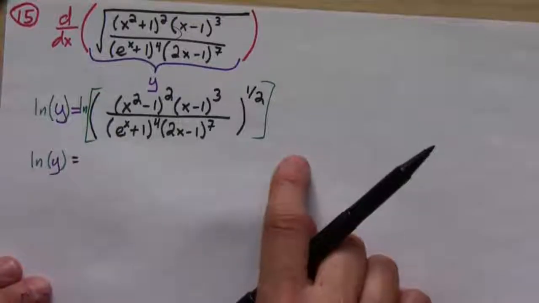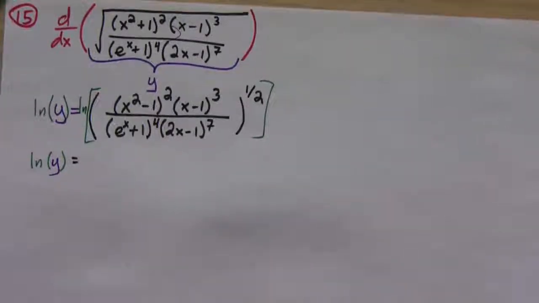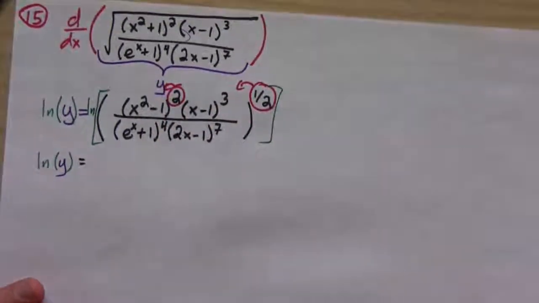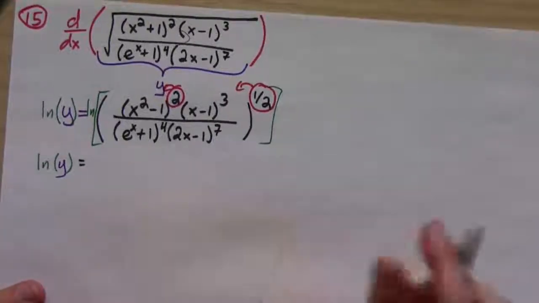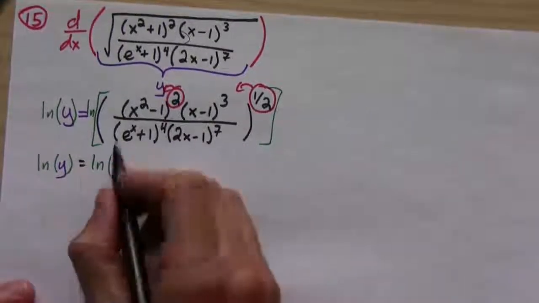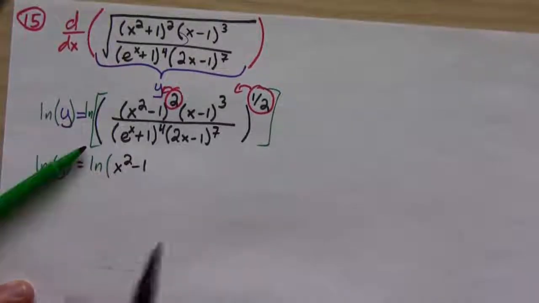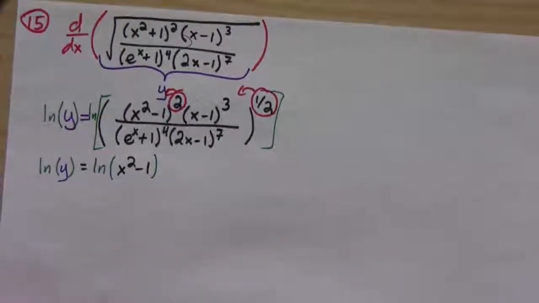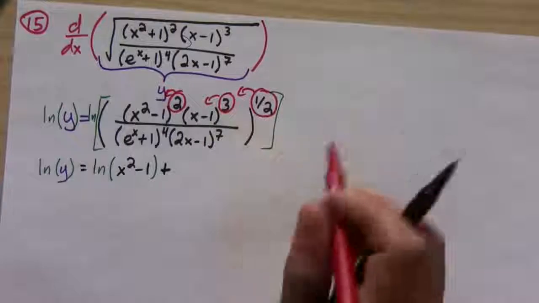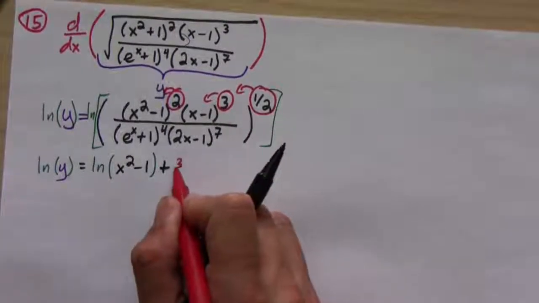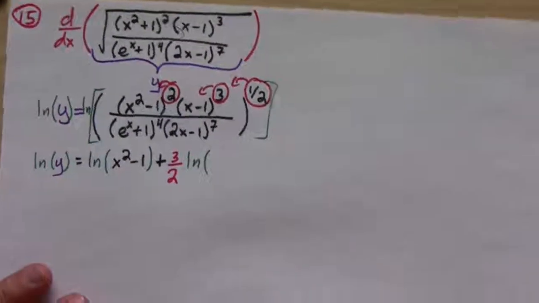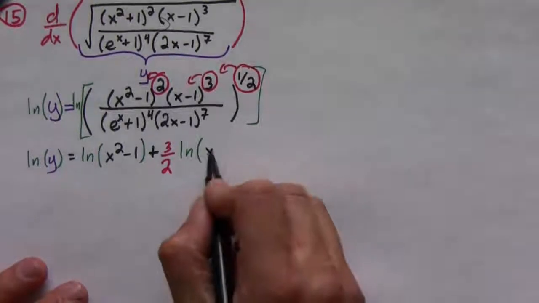So, first things first, this first one, this 1/2 is going to go down, and then the 2 is going to go down. So 1/2 times 2 is going to be 1 natural log of x squared minus 1. Now, plus, because this next one's on top, and then the 3 is going to come down. So 3 times 1/2 is going to be 3/2 natural log of x minus 1.